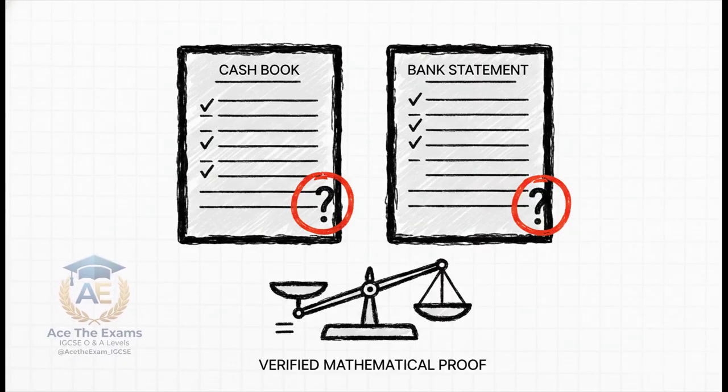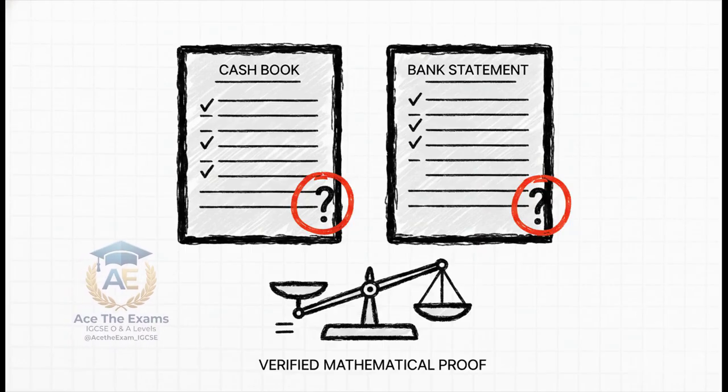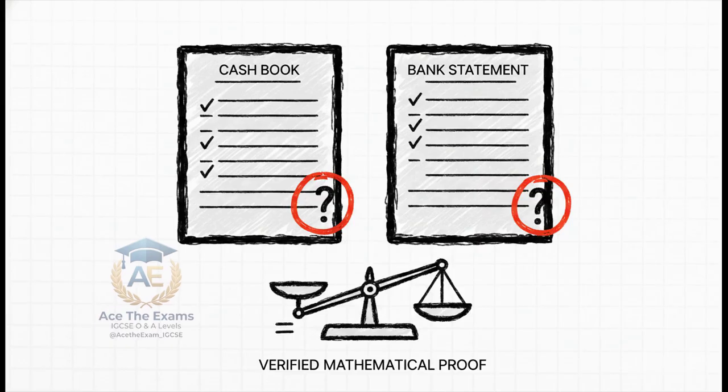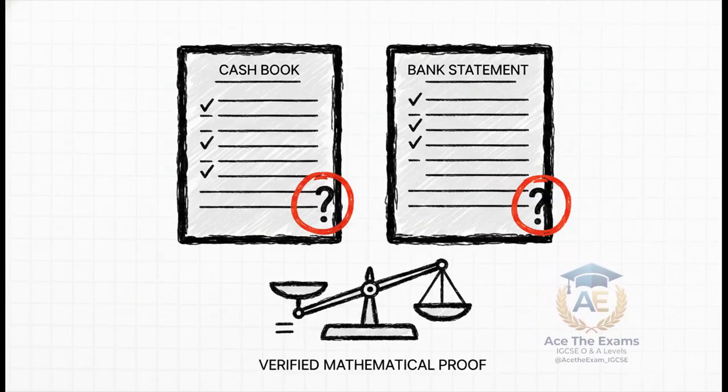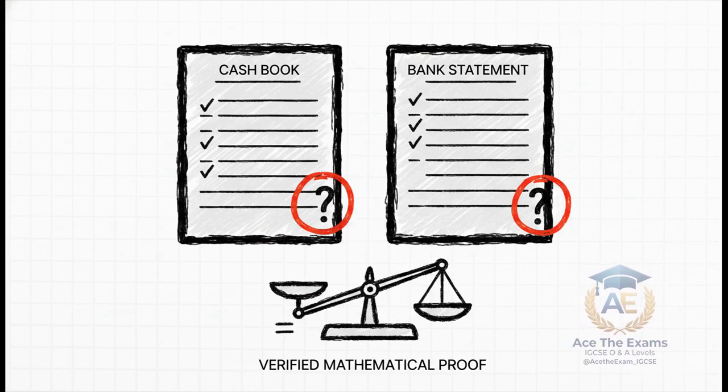And here is the absolute beauty of the final step, verifying your results. Once your cash book is updated, you start your bank reconciliation statement with that brand new balance. You add your unpresented checks, deduct your late lodgements, and that final figure absolutely must match the balance on the bank statement. If it doesn't, well, you have a built-in mathematical proof that you missed something, which gives you the perfect chance to go back and self-correct.